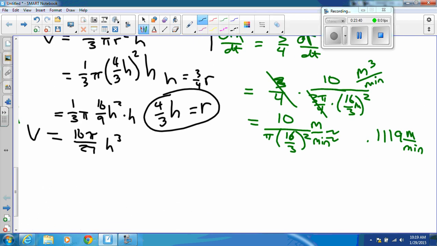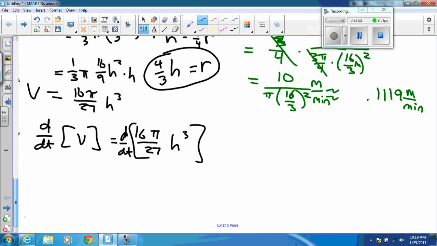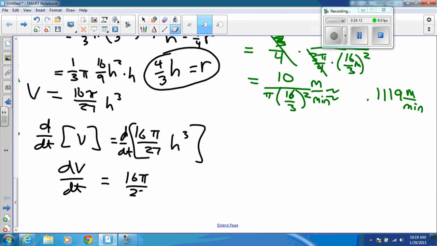So you're gonna take d/dt of both sides. Yep. Go ahead. So your dV/dt equals, let's see. Okay, so you pull out the constant. Yep. And then you have 3h squared, or, not, 3 dh.